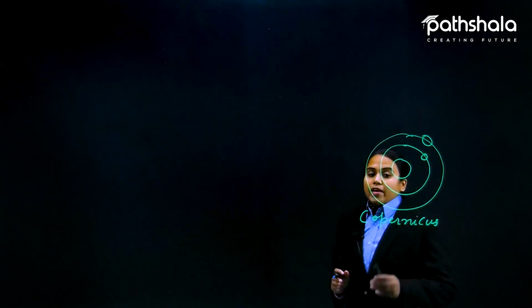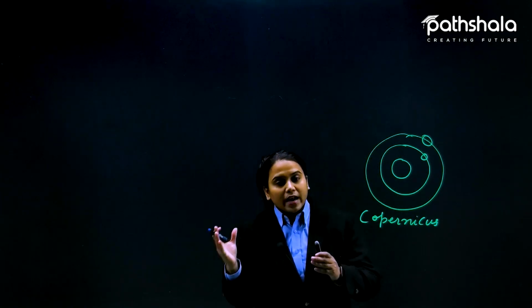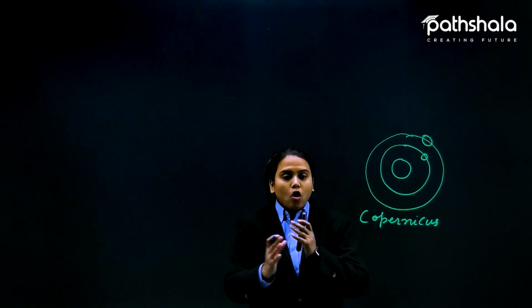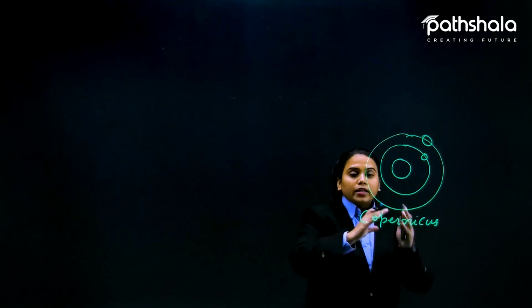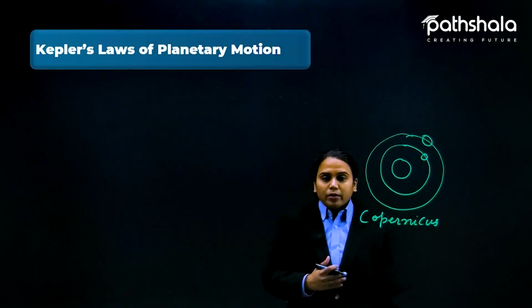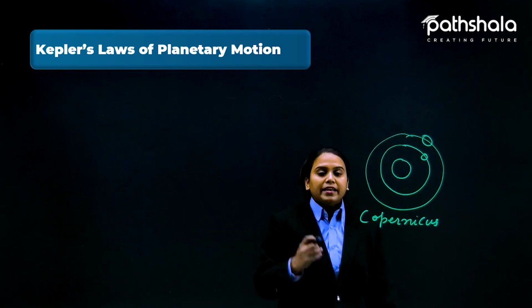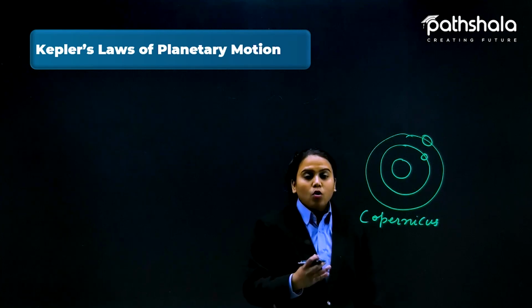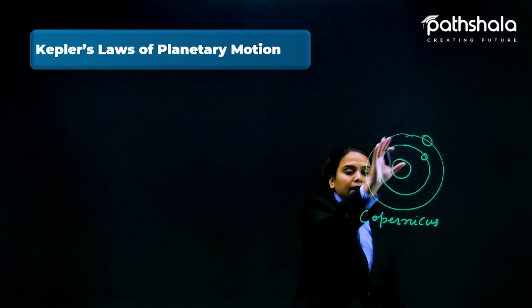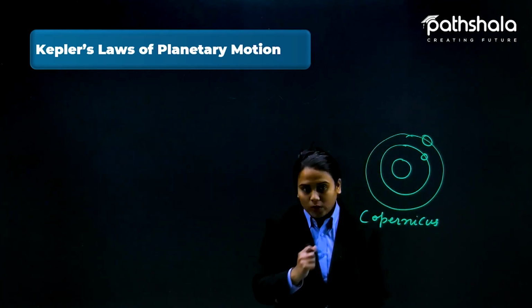But still, there was one contradictory part: how do some planets appear in the summer days and some in the winter days? Taking all these things, including the postulates of other scientists, Kepler suggested some laws of planetary motion. And here we are going to study how Kepler's theory explains how the planets revolve and where the sun is actually situated.